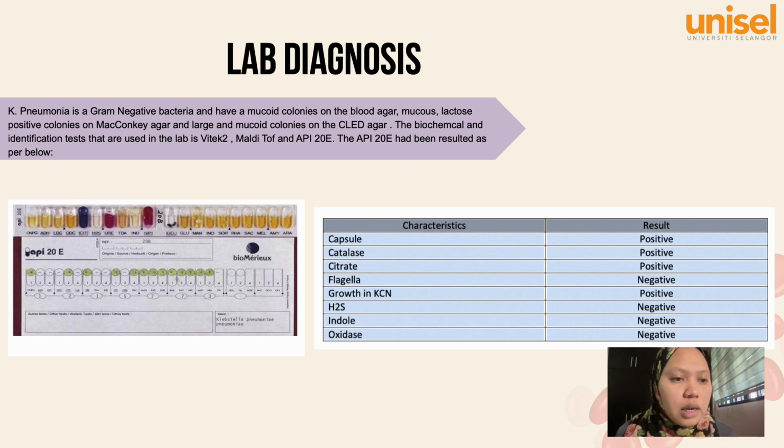Klebsiella pneumoniae is a Gram-negative bacterium that has mucoid colonies on blood agar, mucoid lactose-positive colonies on MacConkey agar, and large mucoid colonies on CLED agar. The biochemical and identification tests used in the lab are VITEK 2, MALDI-TOF, and API 20E. The API 20E has resulted as shown below. So this is basically the further investigation after the blood culture using VITEK 2. The result is Klebsiella pneumoniae infection.